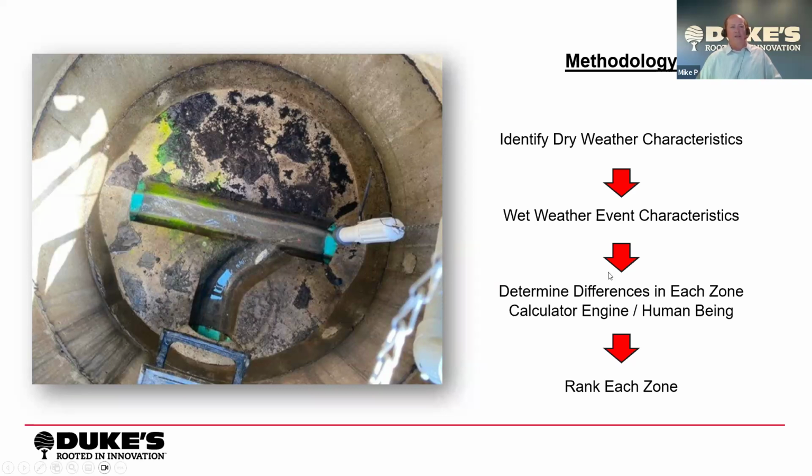So we take all of that data, we dump it into a big calculator. Now, I have human being put there just because, if you've ever been around sewer data, it's not all perfect. So we feel strongly that a set of eyes still has to look at the data and so forth. And then at the end, we rank each zone.